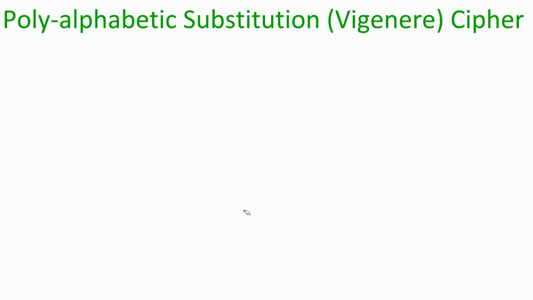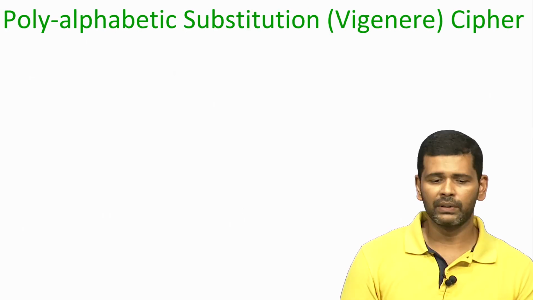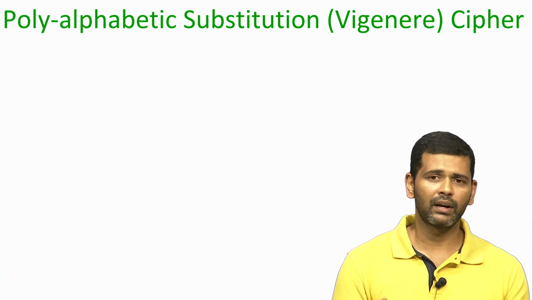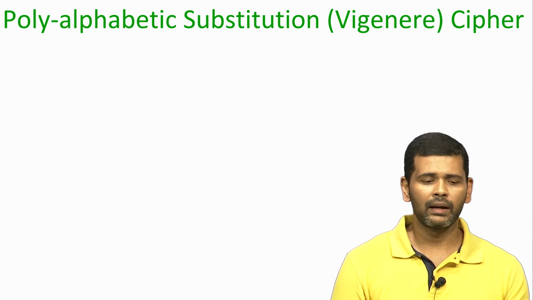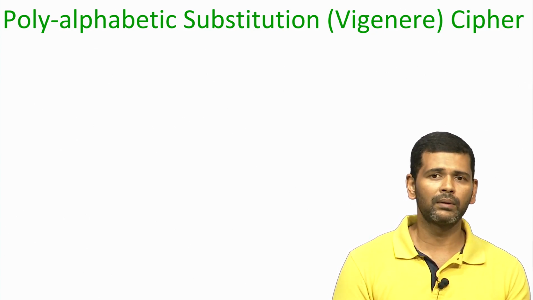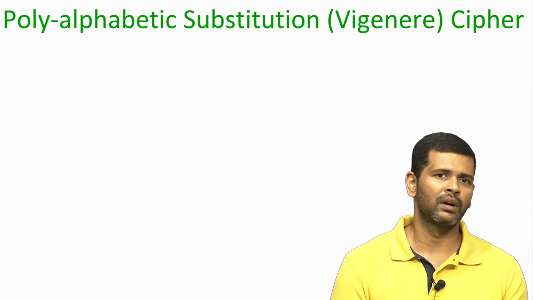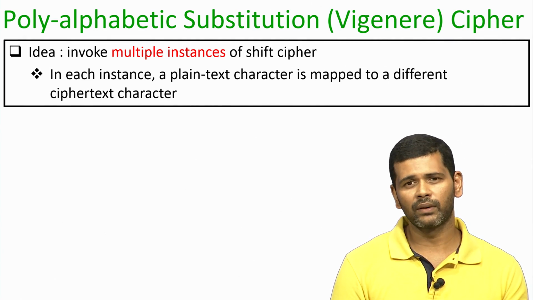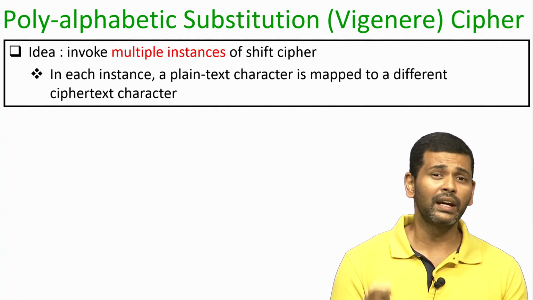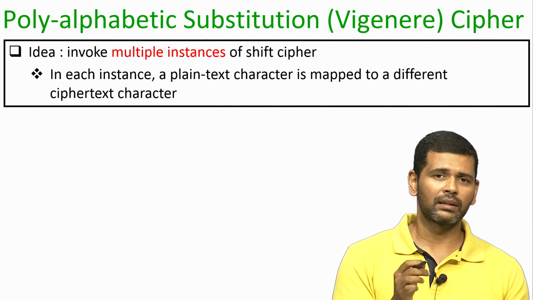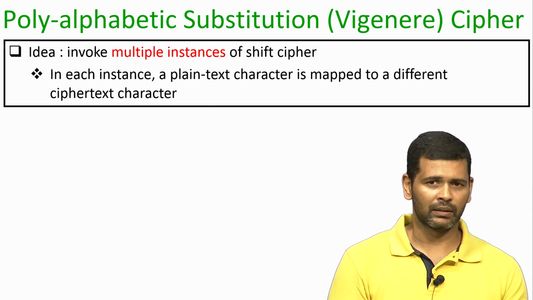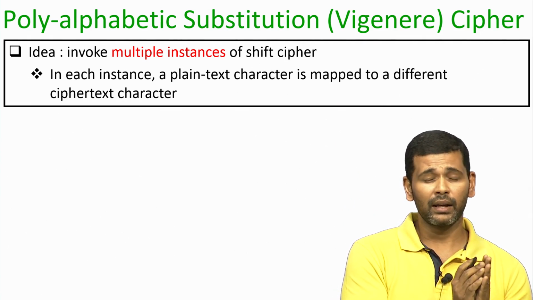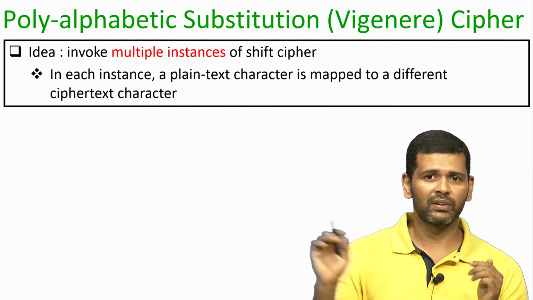Right. So, now let us see another interesting historical cipher which we call the polyalphabetic substitution cipher, and which is also called Vigenere's cipher after the name of its inventor. And the idea here is to fix the potential problem that was there in the context of the monoalphabetic substitution cipher. Namely, the idea here is to invoke multiple instances of the shift cipher in such a way that in each instance a plaintext character is mapped to a different ciphertext character. That means, it is not going to happen that wherever the plaintext character A occurs, it always gets mapped to a specific ciphertext character.